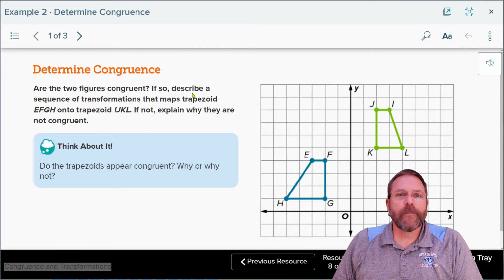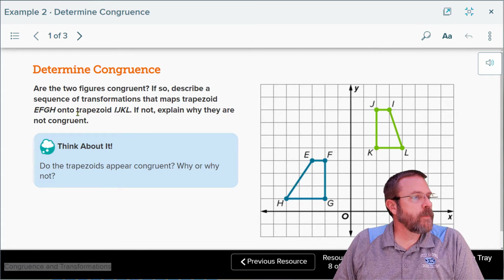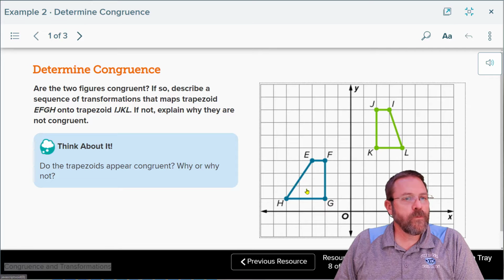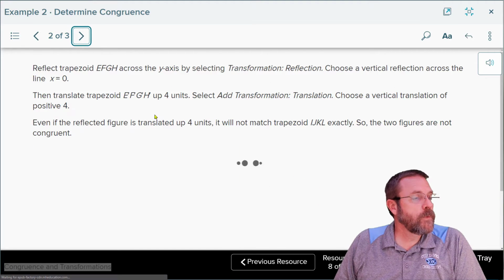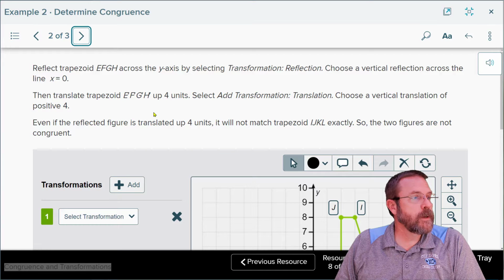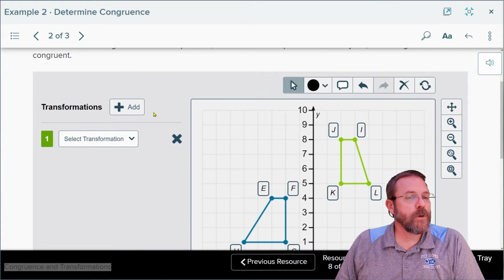Next, we're going to take a look at example number 2, which wants to know, are these two figures going to be congruent? And if so, we need to figure out a sequence of transformations that maps trapezoid EFGH onto trapezoid IJKL. So we're going for the blue, and we want to move it onto the green one. Hopefully they'll give us more cool toys like they did last time, and they absolutely do.